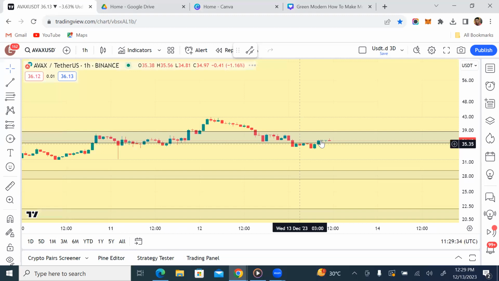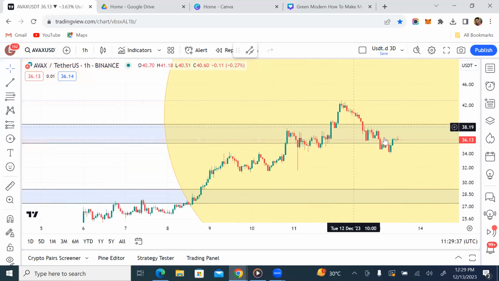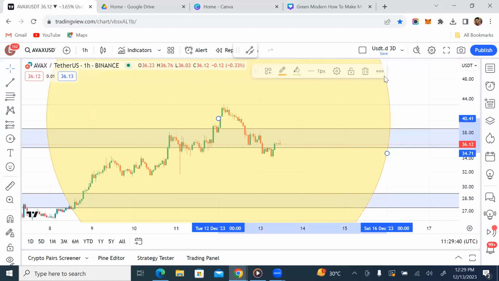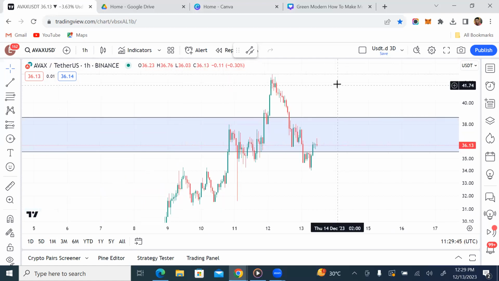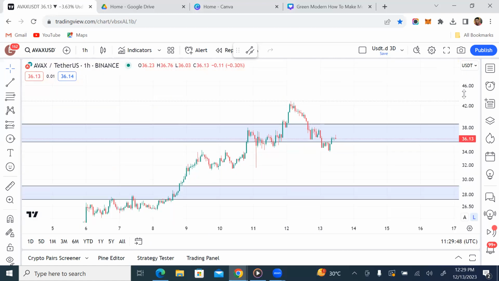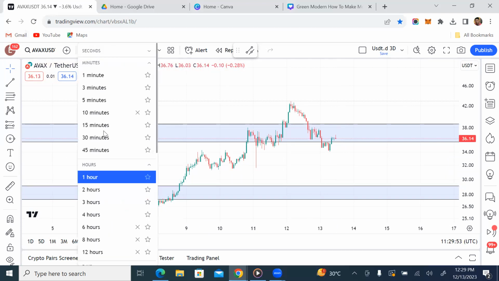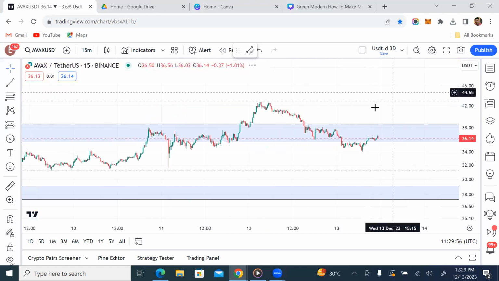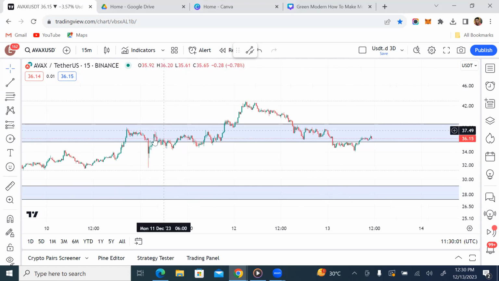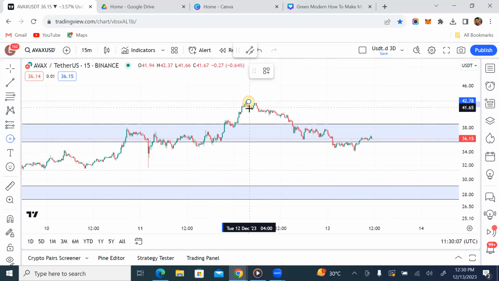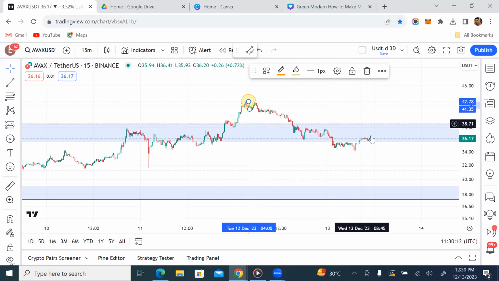Let's go to 1 hour. You see how we're coming down gradually? This market is going to sell all the way to the downside, most likely. But I want to show you how I was able to catch this move. This is 15 minutes, the same thing. We're seeing head and shoulders. This is the head here, and then we have the two shoulders at this point and at this point.